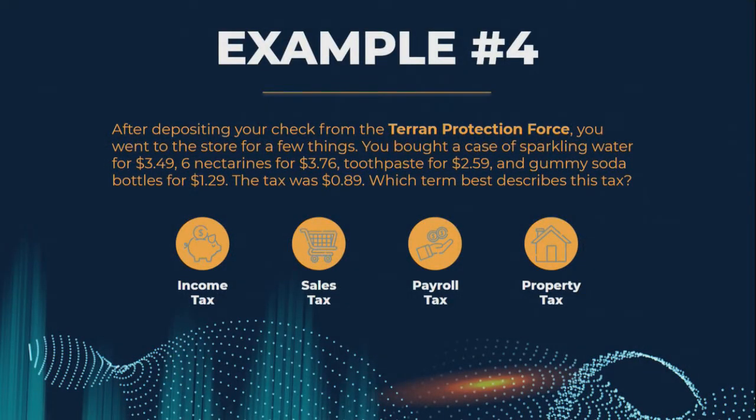All right, last one. Which term best describes this tax? This should be nice and easy, right? Process of elimination. After depositing your check from the Terran Protection Force, you went to the store for a few things. You bought a case of sparkling water for $3.49, 6 nectarines for $3.76, toothpaste for $2.59, and gummy soda bottles for $1.29. The tax was 89 cents. Which term best describes this tax?